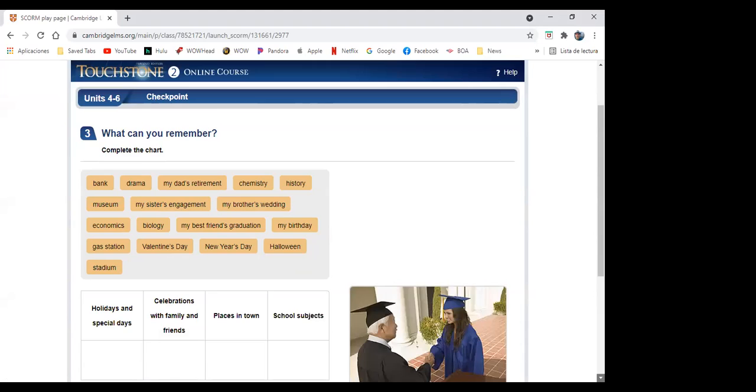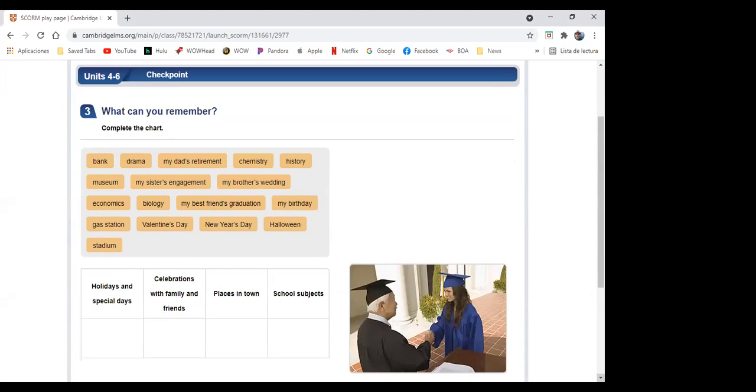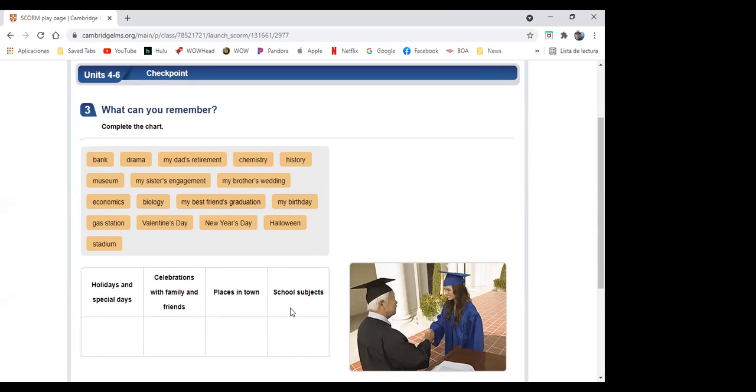Okay, what can you remember? Complete the chart. This is from lesson 4, unit 4. Holidays and special days, celebrations with family and friends, places in town, and school subjects. This is vocabulary. Okay, 1, 2, 3, 4, 5. Bank. Where should I put bank? Places in town. Yes, places in town.